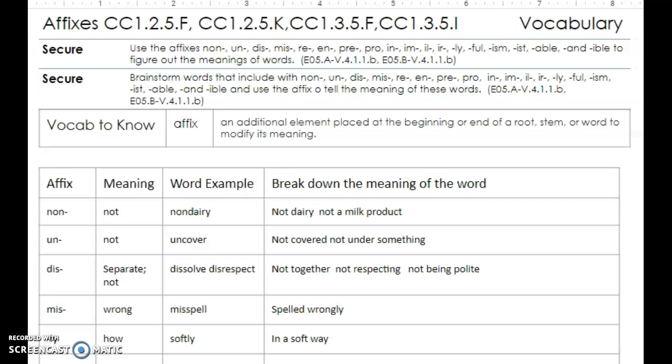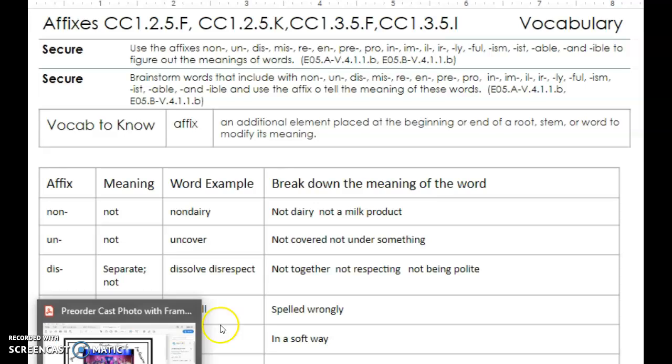Today we're going to look at some more affixes on page 33 in the Grab and Go. And we need to be able to use the affixes to figure out the meaning of words and then be able to build words that use these affixes in them.